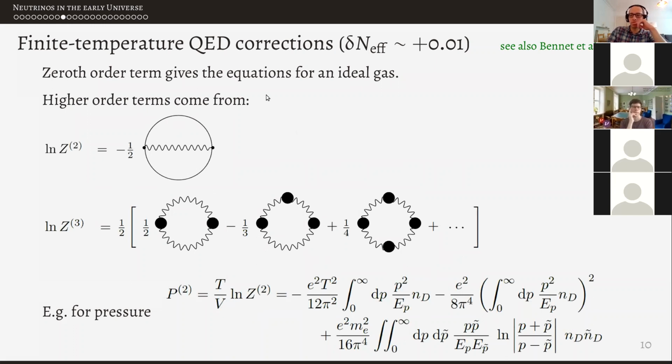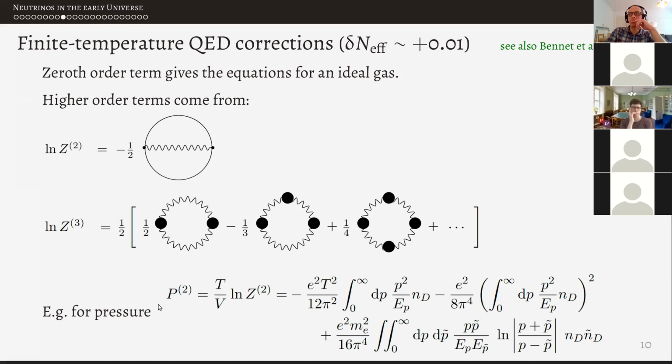So if we look at the 0th order term, then we get the equations for an ideal gas. So that's sort of the base. Then higher order corrections come from interaction between photons and electrons. Those are second order corrections. And then there are some plasmon effects where the photons get an effective mass. And these give third order corrections to the equation of state.